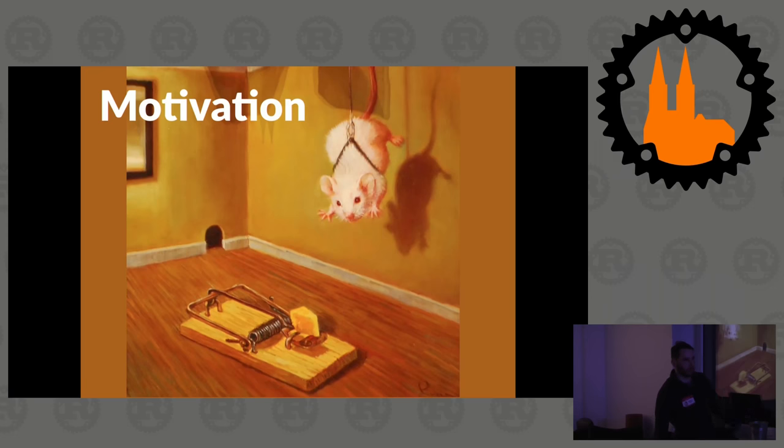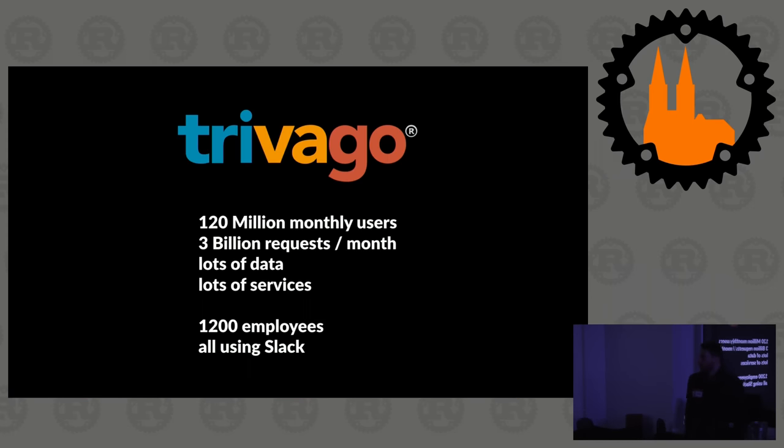So maybe you've heard about Trivago before, and they generate around about 3 billion requests per month. And that's a lot of data, and that's a lot of services. And you kind of want to manage all those services automatically. And on the other side, all of those 1,200 employees, and the number is just growing and growing. We currently have 30 to 50 people per week.